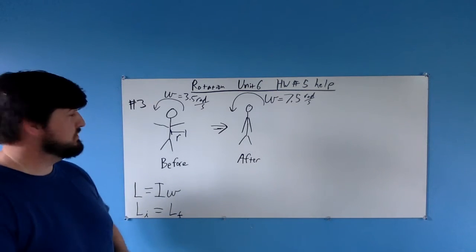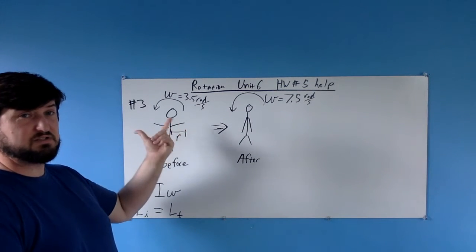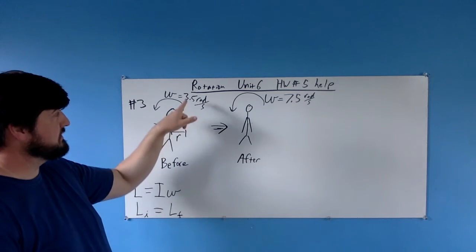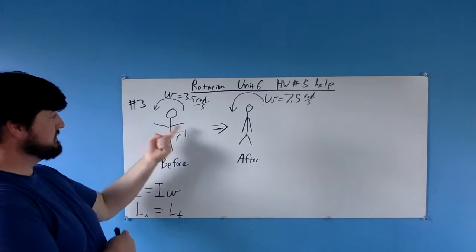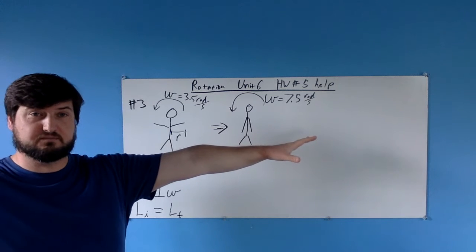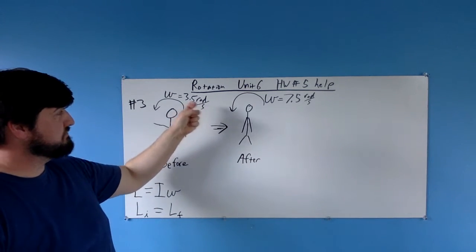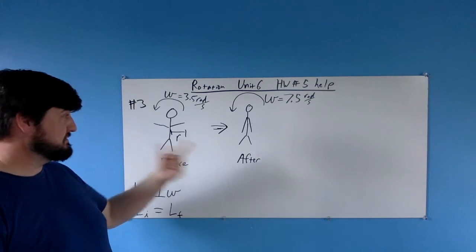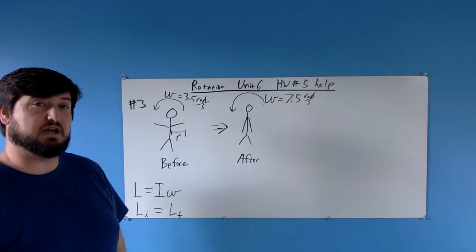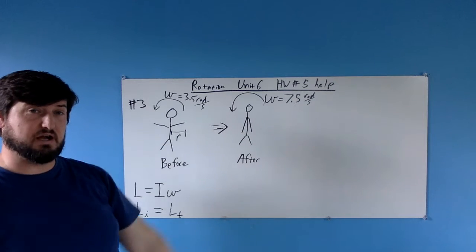In that question, you had a figure skater who started out spinning relatively slowly at 3.5 radians per second. So there she is, and she's got her arms extended. So she's got the largest radius possible, and she's going at 3.5 radians per second. Sometime later on, she drops her arms to her side, and because her radius drops, right?